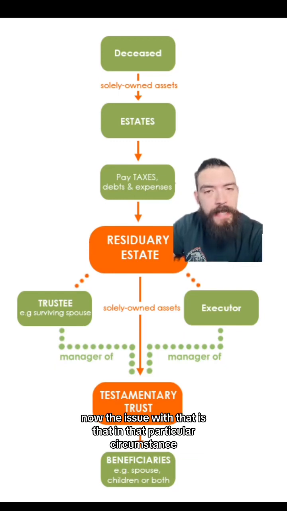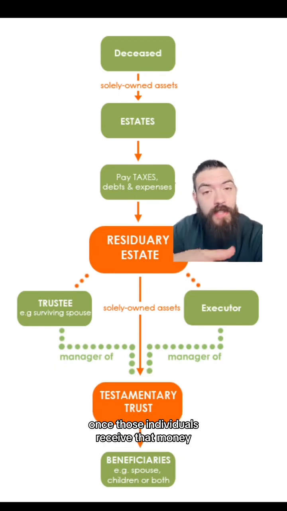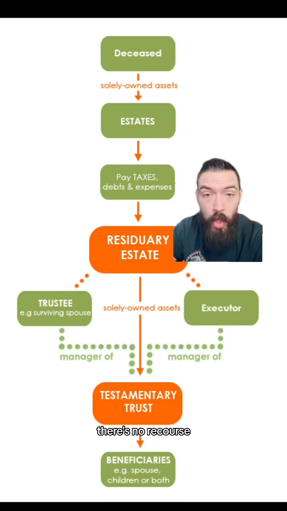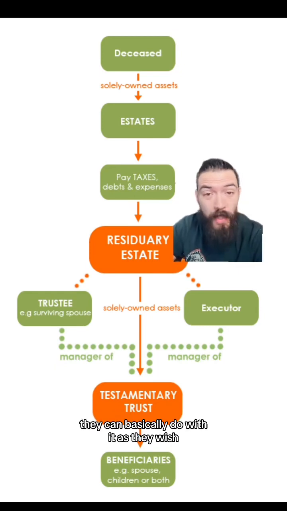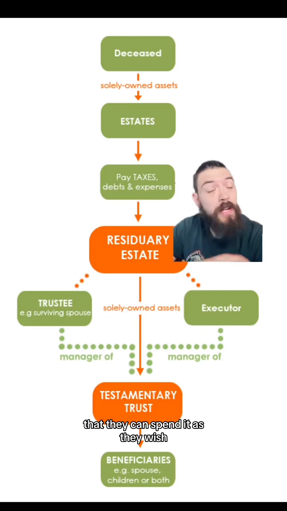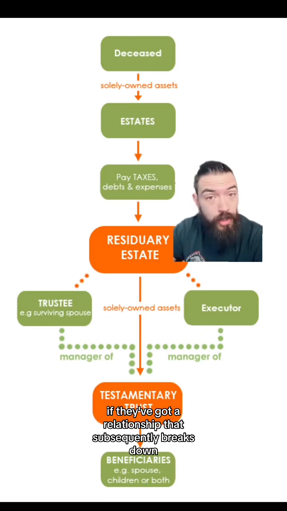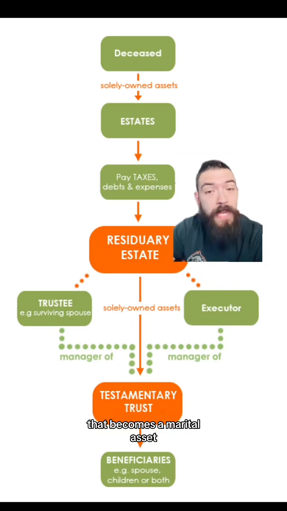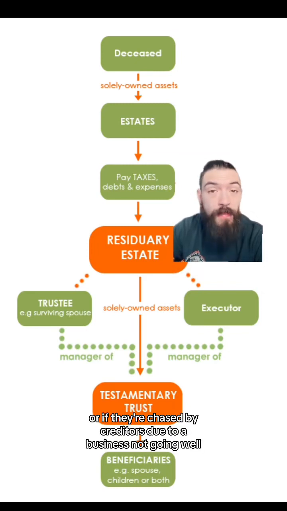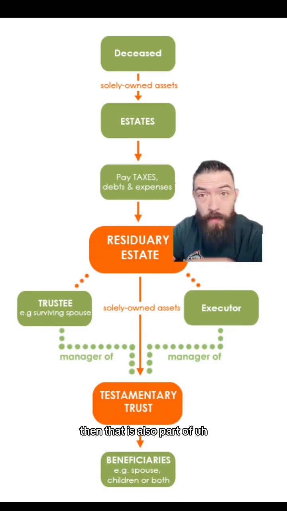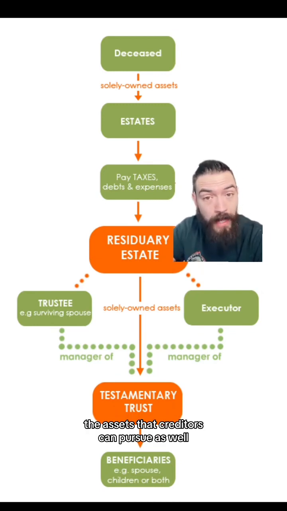Now, the issue with that is that in that particular circumstance, once those individuals receive that money, there's no recourse, there's no rules, there's no control. So they can basically do with it as they wish. They can spend it as they wish, but the other challenge is if they've got a relationship that subsequently breaks down, that becomes a marital asset, or if they're chased by creditors due to a business not going well, then that is also part of the assets that creditors can pursue.